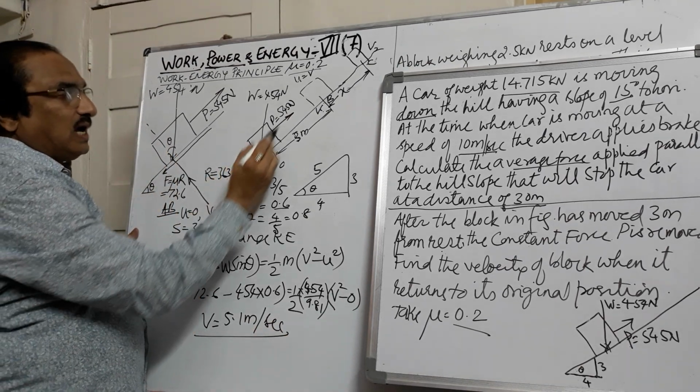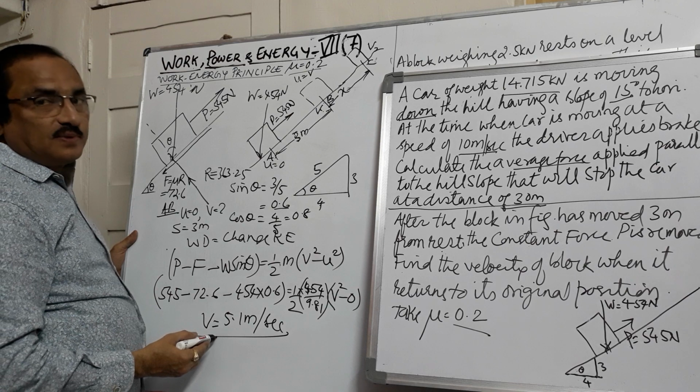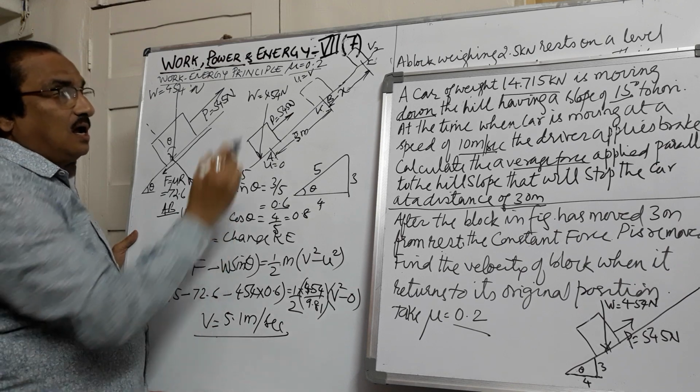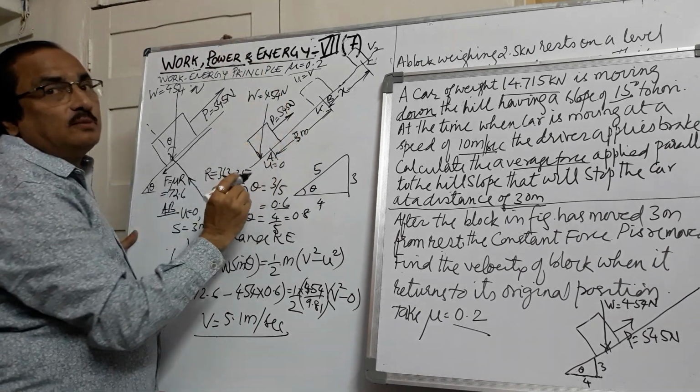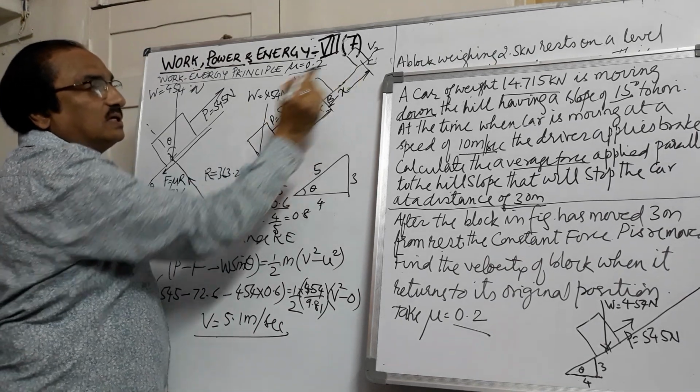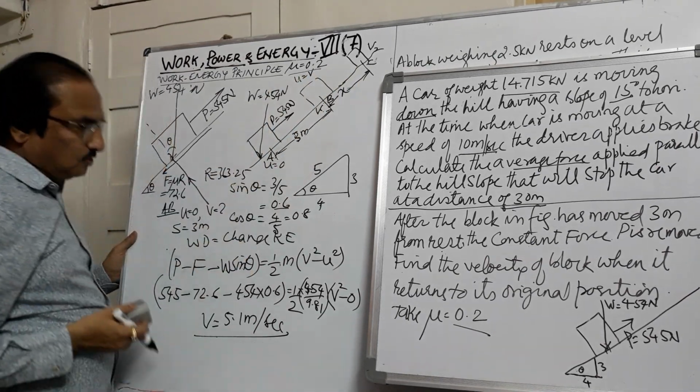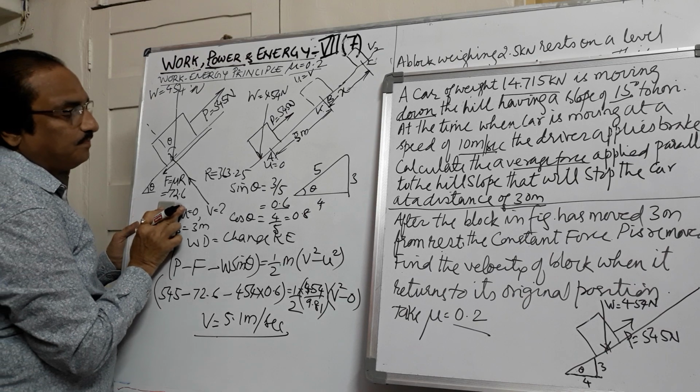Now when it goes to a height of 3 meters, it will attain a speed of 5.1 meter per second. Now the force P is removed, so it will move for the distance of x. Let us see this further.